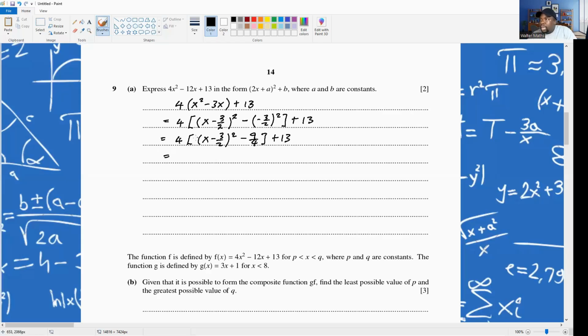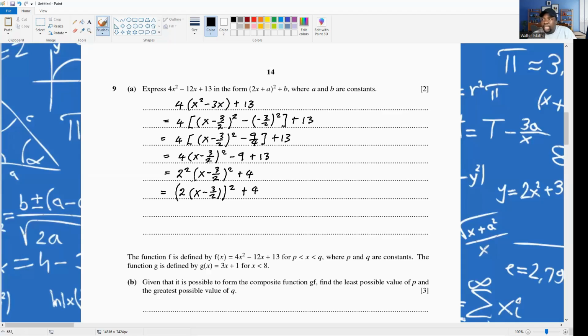Now, I'm multiplying the 4 into the square bracket. So that's 4 of x minus 3 over 2 squared minus, and 4 times minus 9 over 4 is minus 9, and it's plus the 13 right there. So 4 is like 2 squared. So it's as good as we have 2 squared of x minus 3 over 2 squared, and minus 9 plus 13, we know that gives us 4, all right? And now for this, we have 2 squares multiplying each other, which is as good as we have 2 of x minus 3 over 2, all right? And everything is under squared.